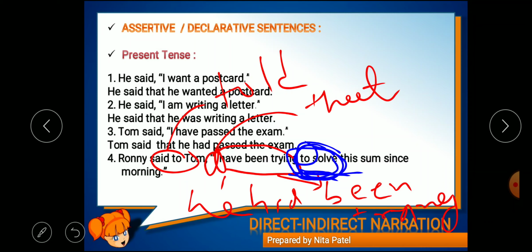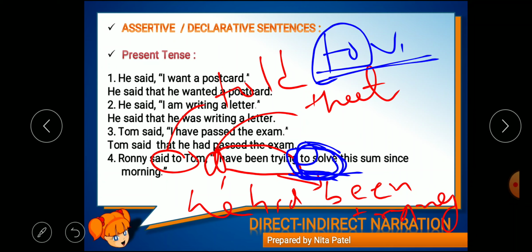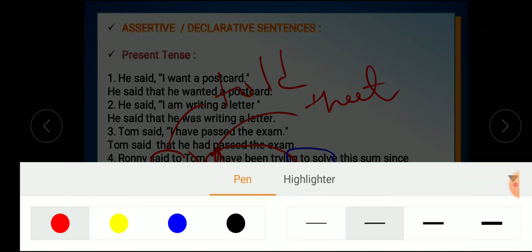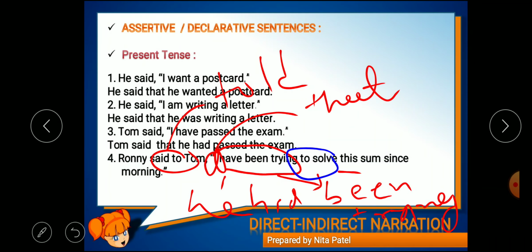We do not need to change the tense. Wherever to, after to v1 is used, right? To is the infinitive. After to, if v1 is used, don't change the tense. Okay, so that is the thing. So we do not need to change to solve. Okay, now next, this is that. So this suggests nearness, so we will convert into that sum since morning. Okay, now there won't be any change.